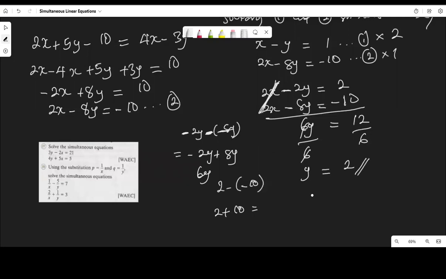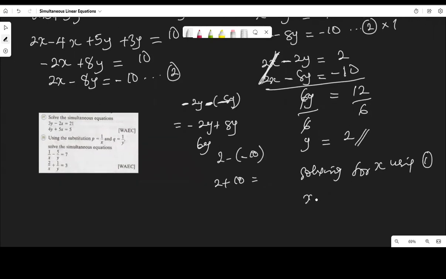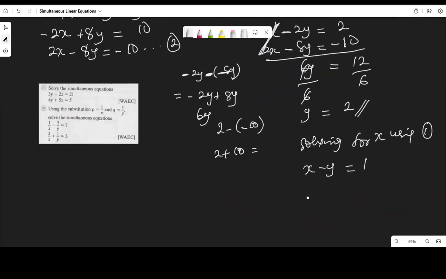If y is 2, now we can solve for x, using equation 1. Equation 1 says x minus y is equal to 1. And we know y to be 2, that means x minus 2 is equal to 1. x is equal to, taking minus 2 to the other side, when it crosses this side it becomes plus 2. x is equal to 3.